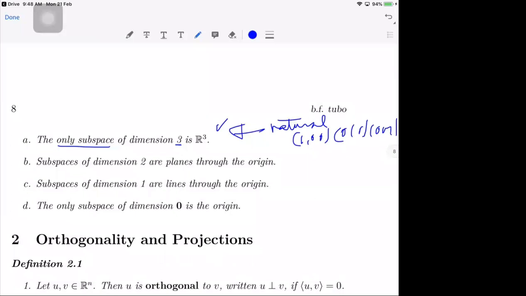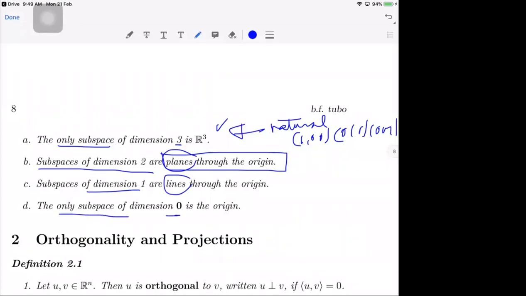And then this was discussed in an example. The subspaces of dimension 2 are the planes passing through the origin. Planes, like a paper, no? Passing through the origin. Of dimension 1 are the lines passing through the origin. And the only subspace of dimension 0 is the origin.